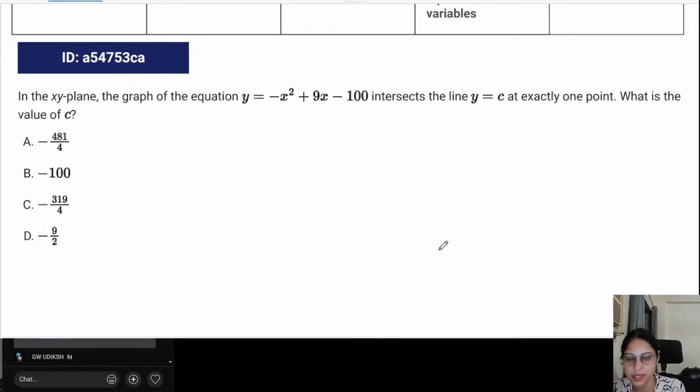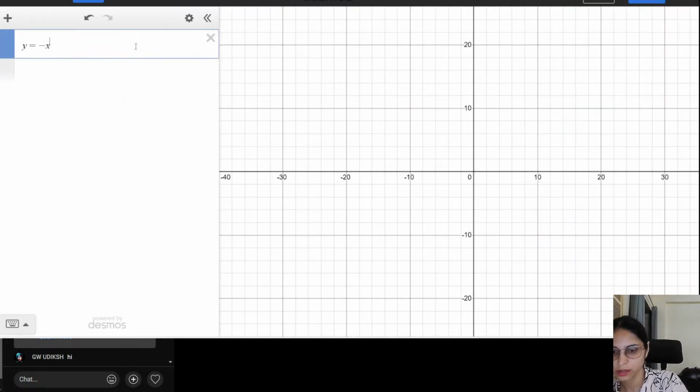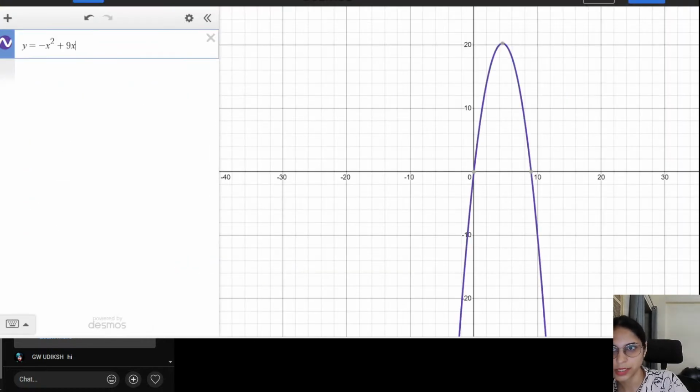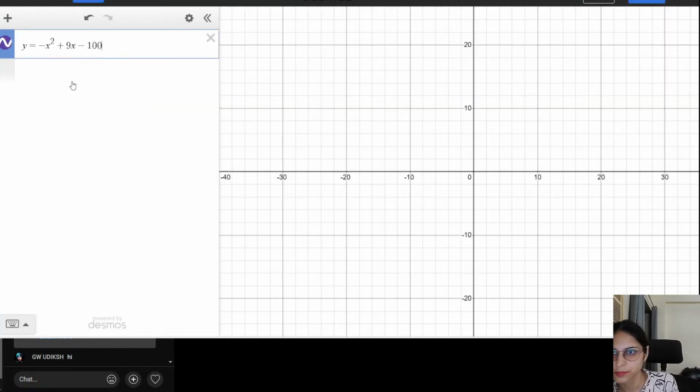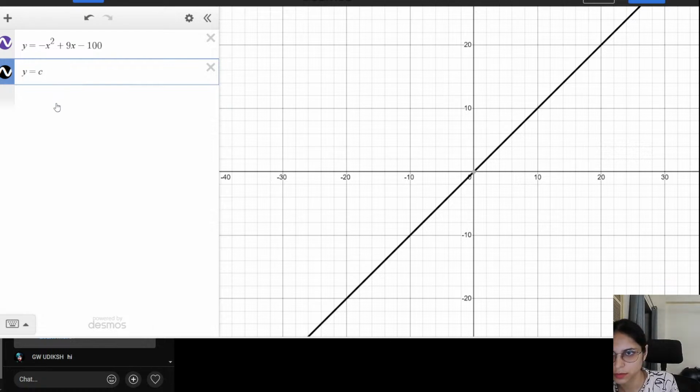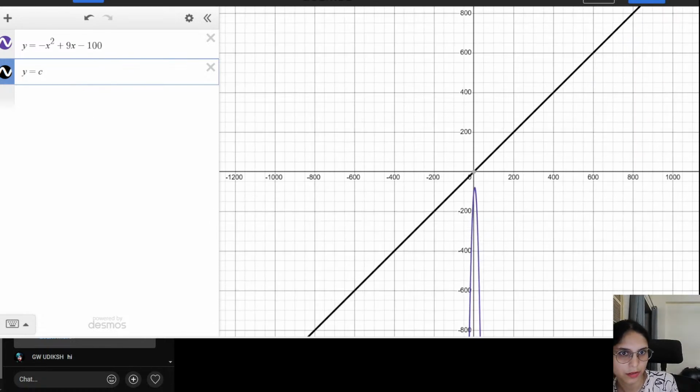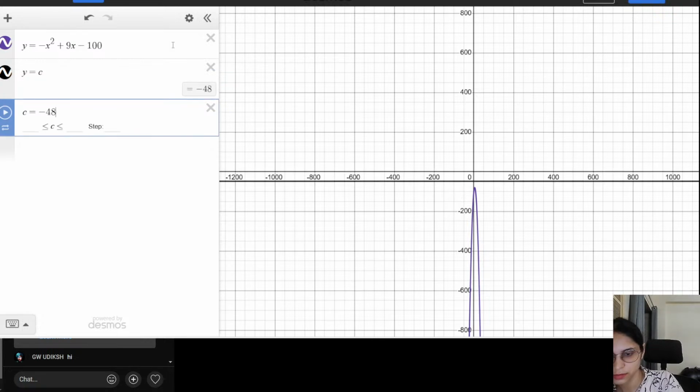In this one, because you have to find the value of C, use Desmos with slider. Like check options, I would rather say check options rather than solving for it. So y is equal to negative x squared plus 9x minus 100. Okay, and then c is equal to negative 481 divided by 4.